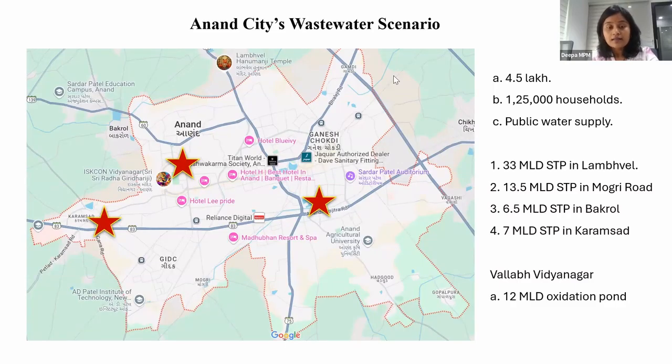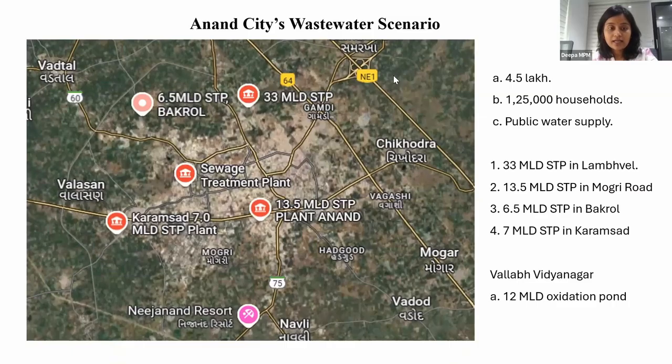So the entire Anand city has 4 STPs, which can be seen in this map: a 6.5 MLD STP, a 33 MLD STP, a 13.5 MLD STP, and a 7 MLD STP. So these are the 4 STPs that are located in Anand.